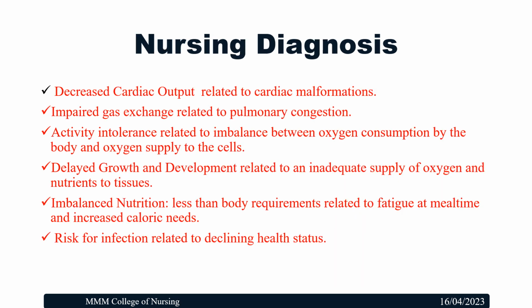Coming to the nursing diagnosis, the child may have decreased cardiac output and impaired gas exchange related to pulmonary congestion, activity intolerance, because the child is not very active and will not adhere to exercise or play, delayed growth and development, imbalanced nutrition related to loss of appetite, and risk for infection. These are the common nursing diagnoses, and when you address them, the quality of life of a child with ASD can be improved.